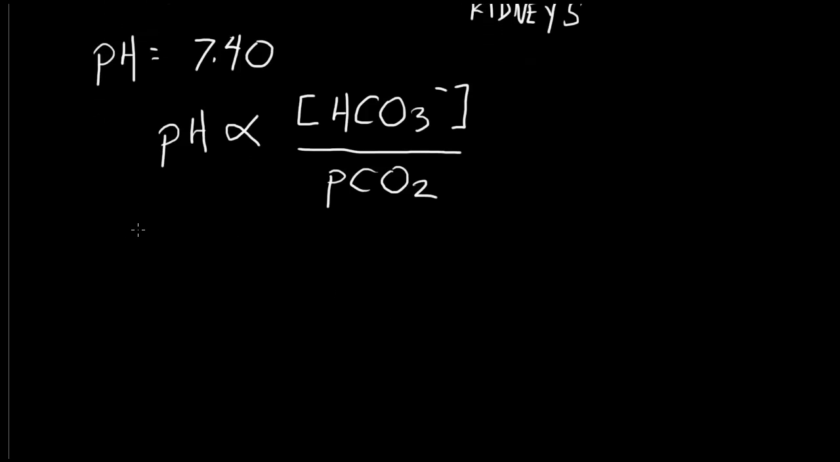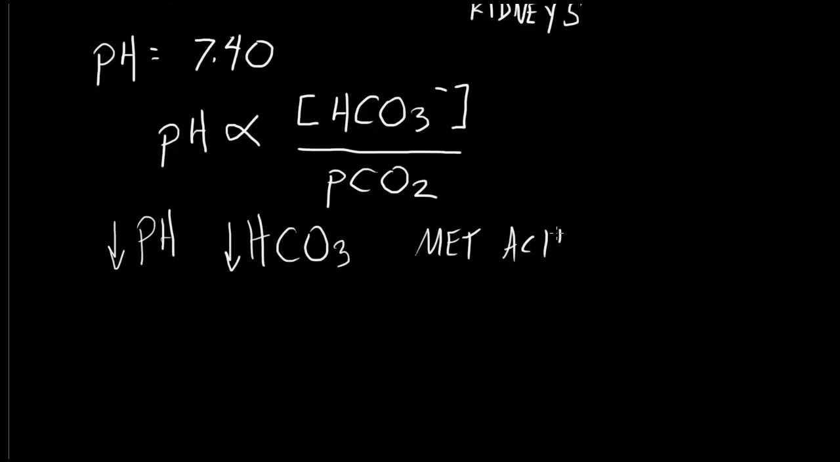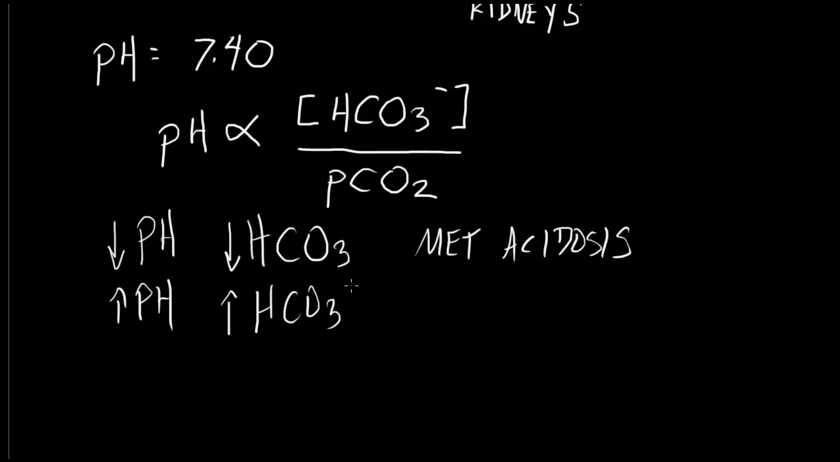If we have a decreased pH and a decreased HCO3, decreased bicarb will lead to a decreased pH according to the Henderson-Hasselbalch equation, and that is a metabolic acidosis. A bicarb that's increased will lead to an increase in pH, and that is known as a metabolic alkalosis.